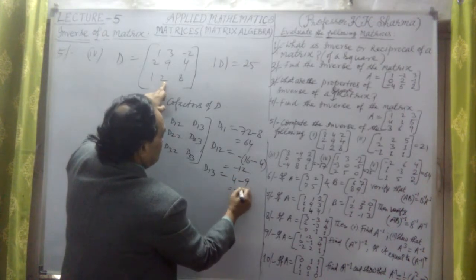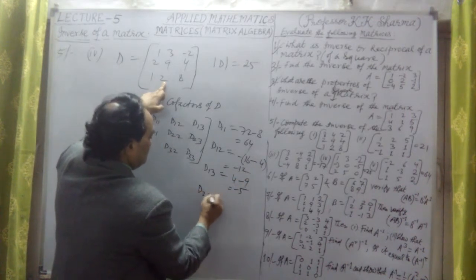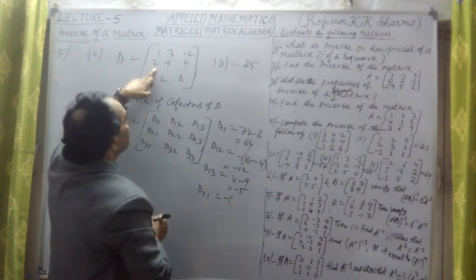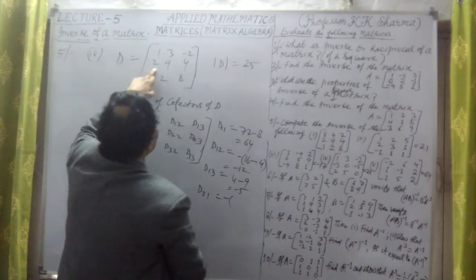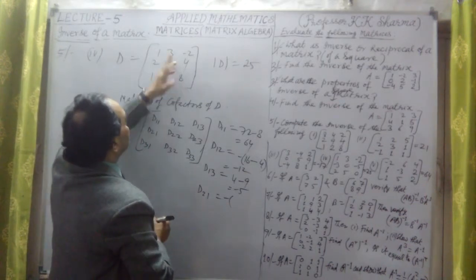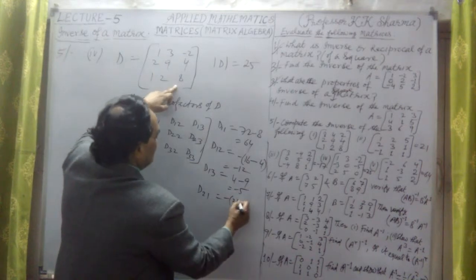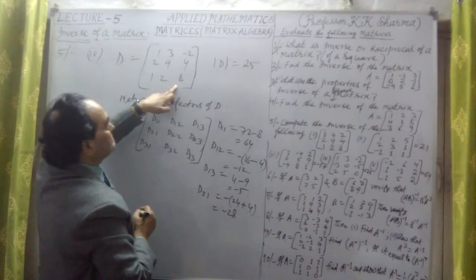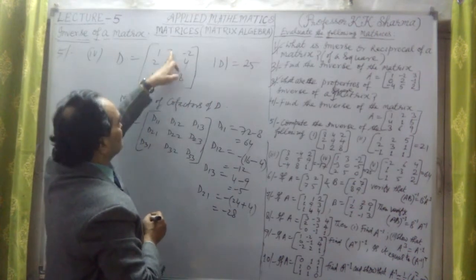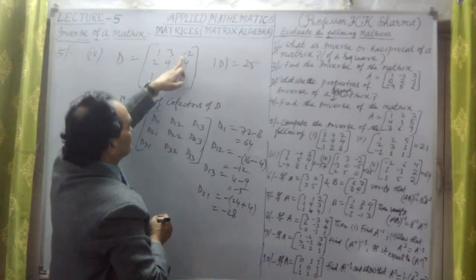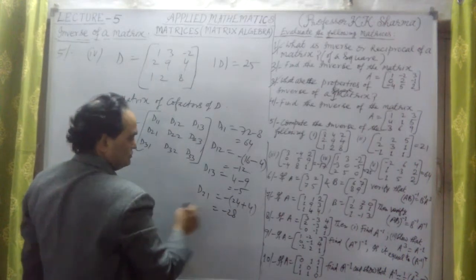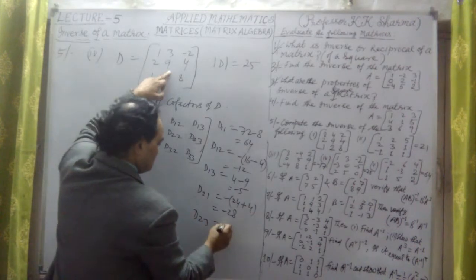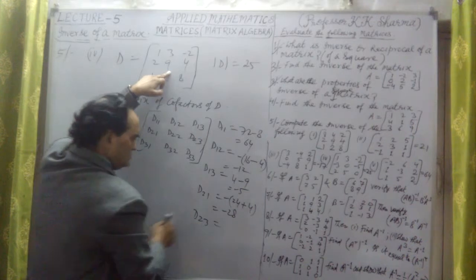And D21 is of 2, an odd position, so it has a negative sign. Eight 3s are 24, minus plus 4, it is 28, so minus 28. 8 times 3 is 24 and 2 times 4 minus plus 4 is 28. Now D22 is an even position, so it is positive.